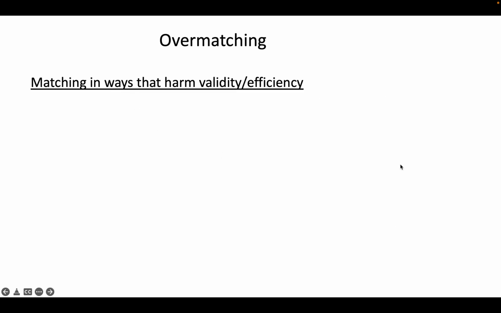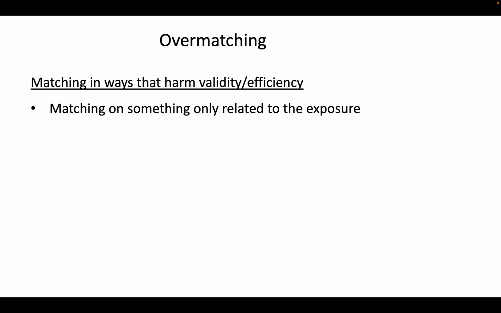Overmatching is matching in ways that harms efficiency or validity. One example is matching on something that's only related to the exposure. So that's something that's not a true confounder. I'm going to get to it in a second, but basically when you do that, you're making the exposure distribution in the cases and controls more similar than they would have been, and you're introducing bias without any gain.